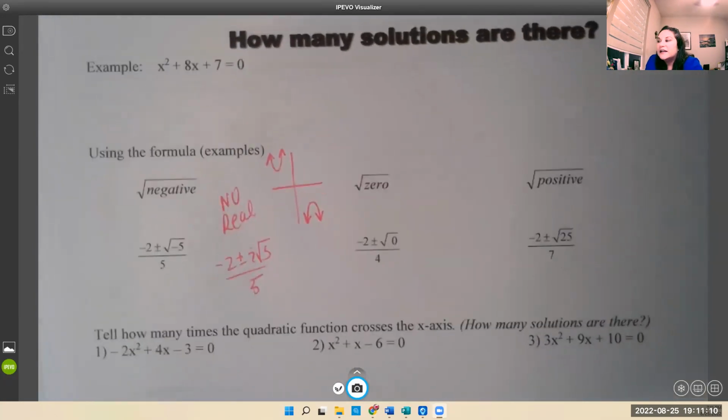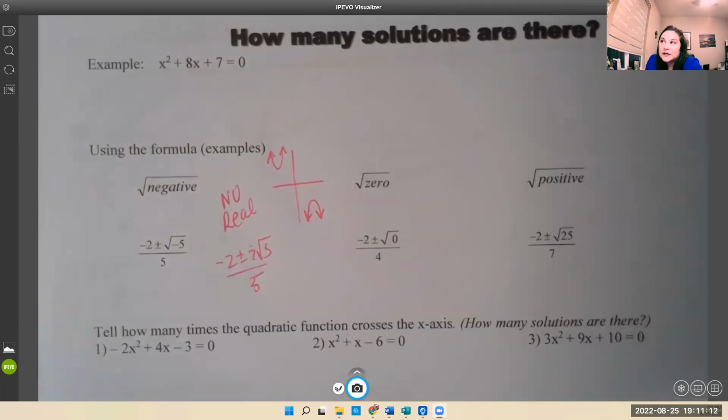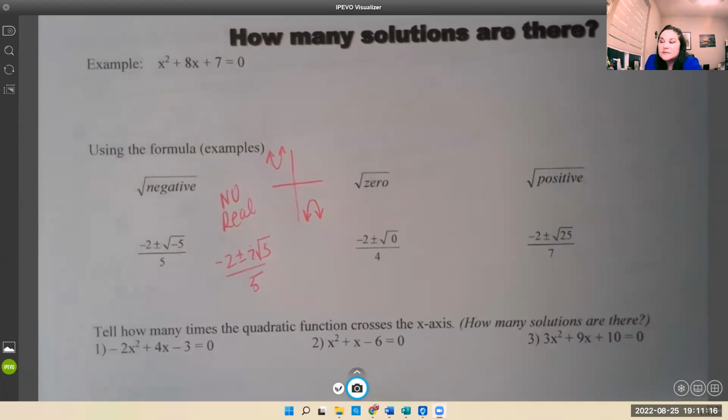So if you do get a negative underneath the square root sign, that means there are no real solutions, but that doesn't mean that there's no graph. It just means that the parabola doesn't intersect the x-axis.